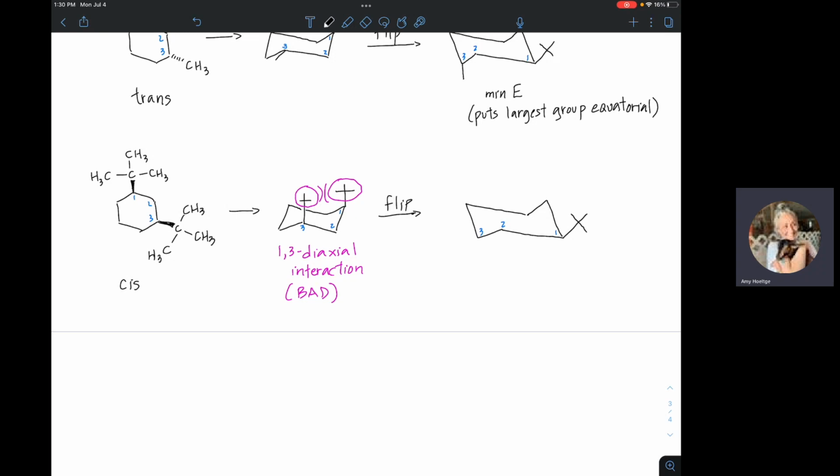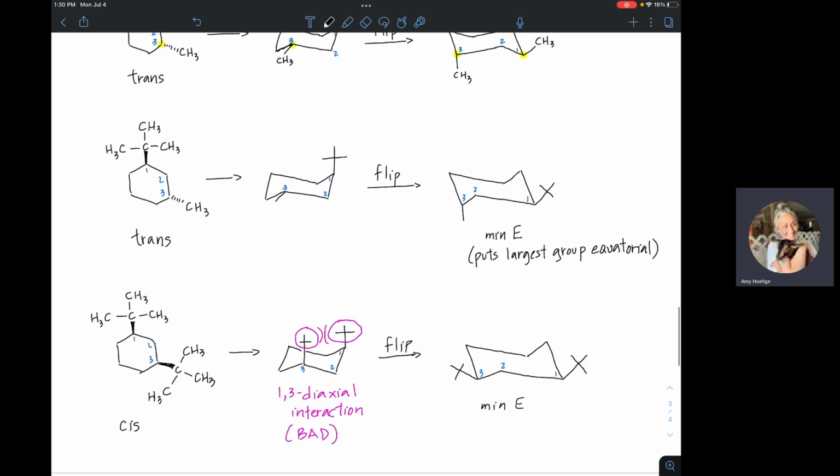On carbon 3, again, the T-butyl group. Notice how they're both pointing up still. So we haven't changed the stereochemistry. They're still cis, but they're both equatorial. This is our minimum energy conformation. This puts both of your gigantic groups in the equatorial position. So that's going to be the better conformation or the minimum energy conformation. So that's going to pretty much do it for our conformational and cis-trans isomers.